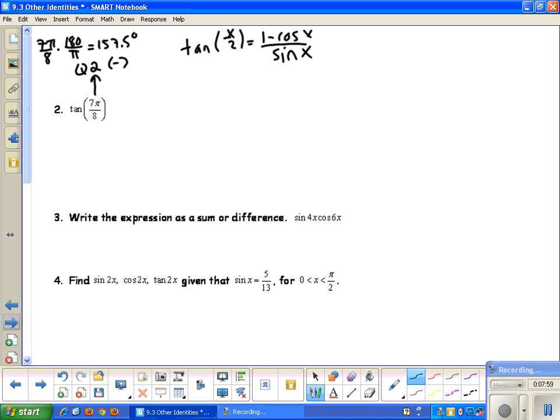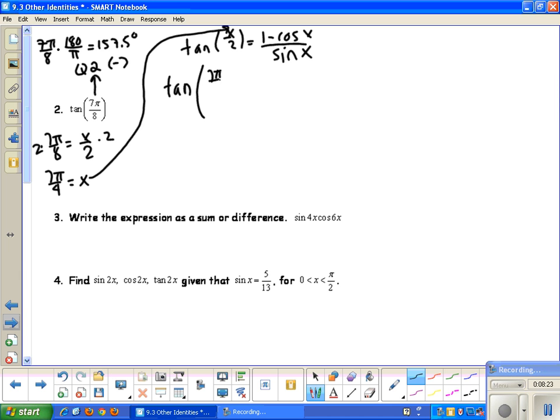So for this, I have to figure out what that x value is going to be. So take 7 pi over 8 equals x over 2 to help you figure it out. Multiply both sides by 2, and you get 7 pi over 4 is equal to x. So that is what's going to go in here for x into my equation. So I have the tangent of 7 pi over 4 divided by 2 equals, and notice that we're only plugging in x into our equation, so I have 1 minus the cosine of 7 pi over 4 divided by the sine of 7 pi over 4.